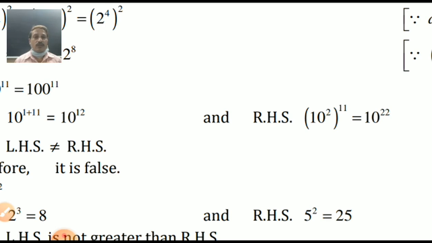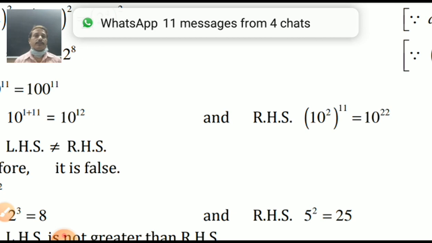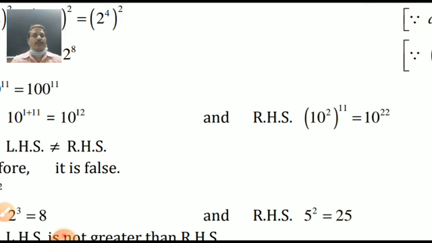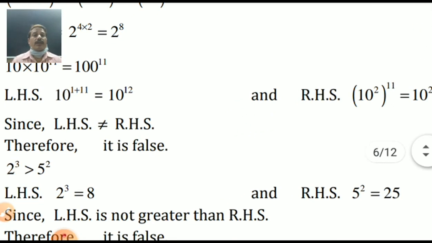10 tens are 100 because I want to compare with this one. Yes, correct. So left side is this much and right side is 22. Left side is 12 and right side is 22. That's why LHS is not equal to RHS.